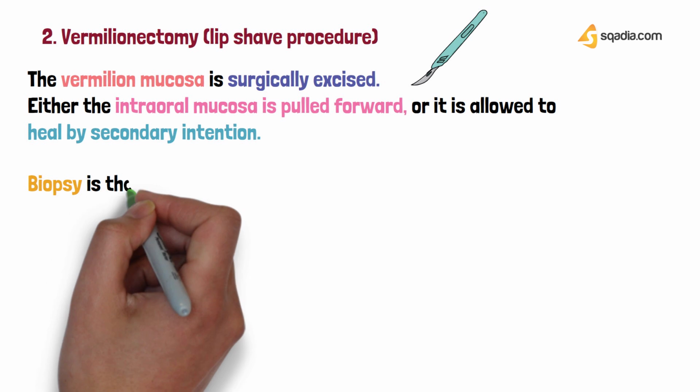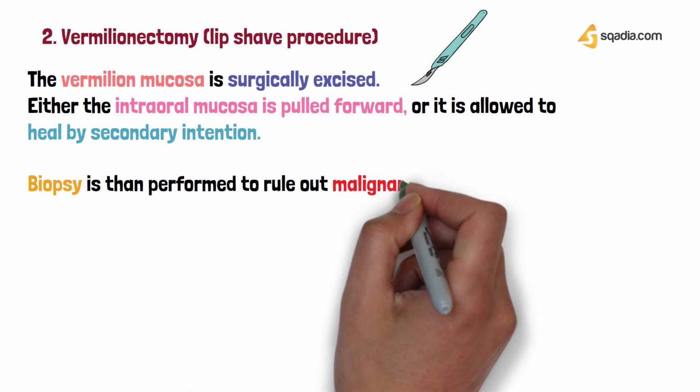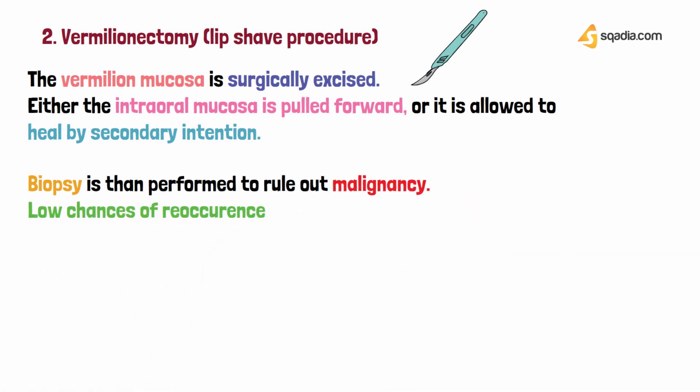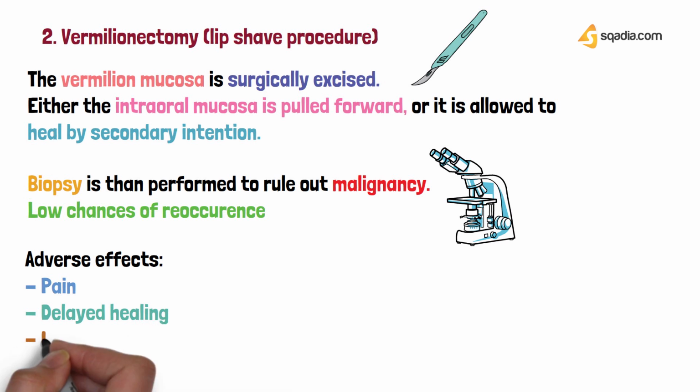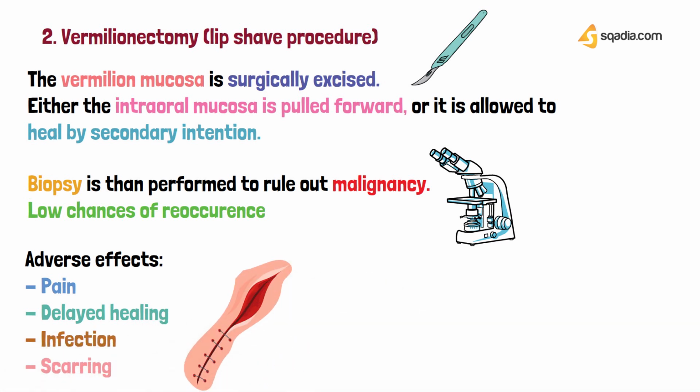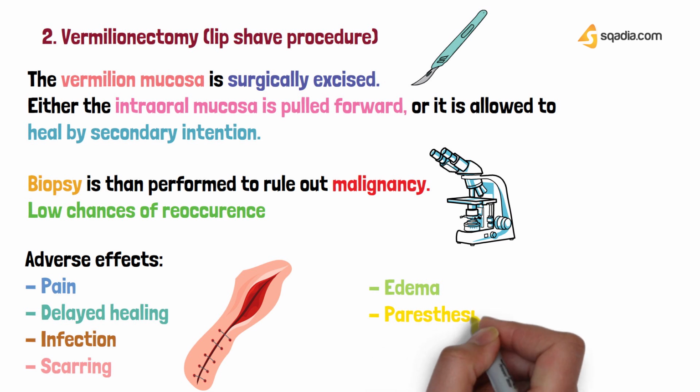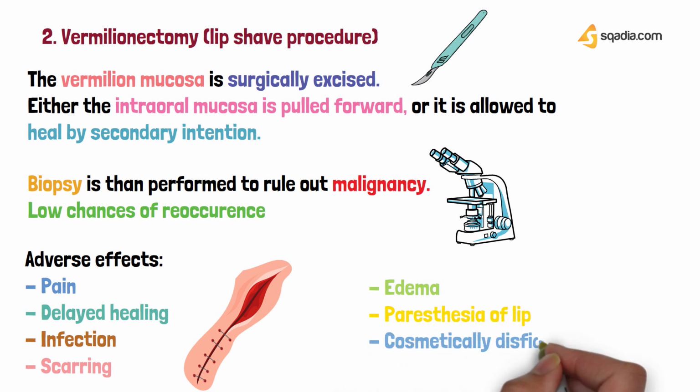Now, this specimen is given to the lab to carry out biopsy to rule out any malignancy. This procedure usually has a low chance of reoccurrence. Some of the adverse effects include pain, delayed healing, infection, and scarring. We may also see edema, paresthesia of the lip, and this procedure is slightly cosmetically disfiguring.